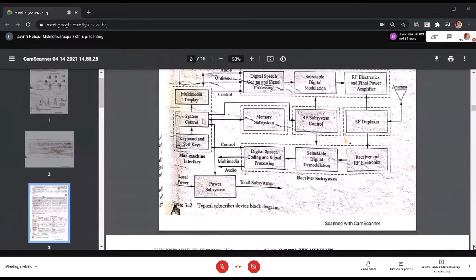And also we have some memory, right? So we need to store the data of user information, or you are going to store some images or something like that. So we need to have a memory subsystem.